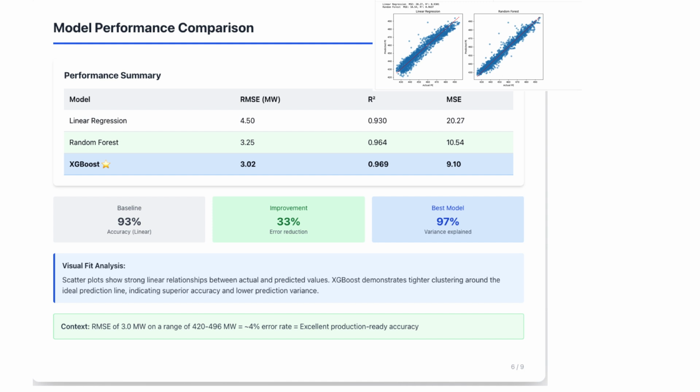Random Forest and XGBoost perform well with improvement, with XGBoost performing best, with RMSE at 3.02 megawatts and R-squared of 0.969, explaining 97% of variance. Just a reminder, with RMSE, the lower is the better. So to put this in context, it's approximately 4% error, which is excellent production-ready accuracy. I also included scatter plots visualizing the actual versus predicted values for the models on the top right-hand corner as well.